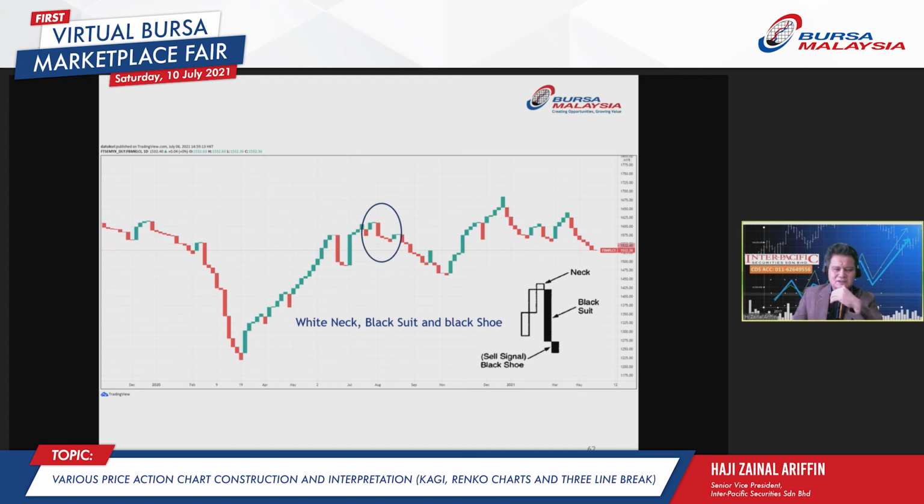What is the best free chart tool that can be used by investors? All right, most of the brokers, investment banks, or participating organizations have chart software on their platform. Inside that chart software, they have Kagi, Renko, and also candlestick. Most of the software has them. In Inter-Pacific, we are using an end-to-end platform. They have the chart. Let me share this one.